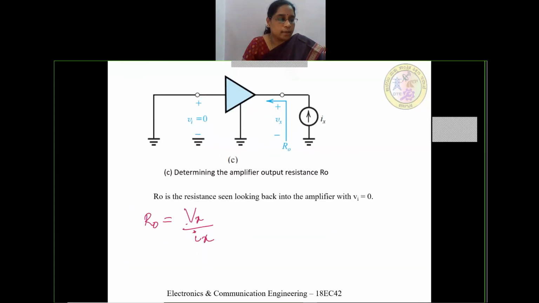Therefore, what is its definition, and all we will see now. Okay, so now the third important parameter is the output resistance R naught.